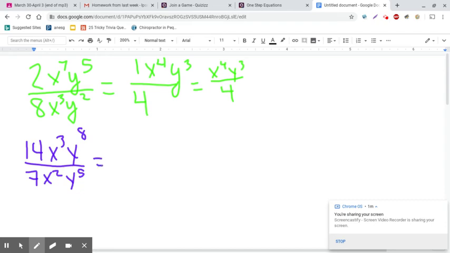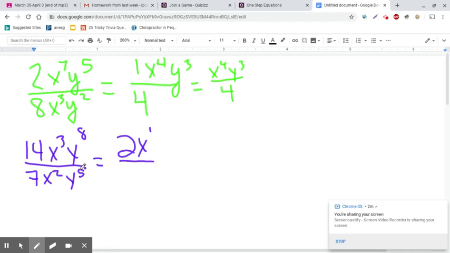All right, we're going to do 14 divided by 7 first. 14 divided by 7 gives us 2, so we're going to put a 2 in the top. Now we're going to look at our x's. Where's our bigger x? 3 or 2? Well, 3 is bigger, and 3 minus 2 is 1. So since the bigger number is in the top, x is going in the top, and it's bigger by 1.